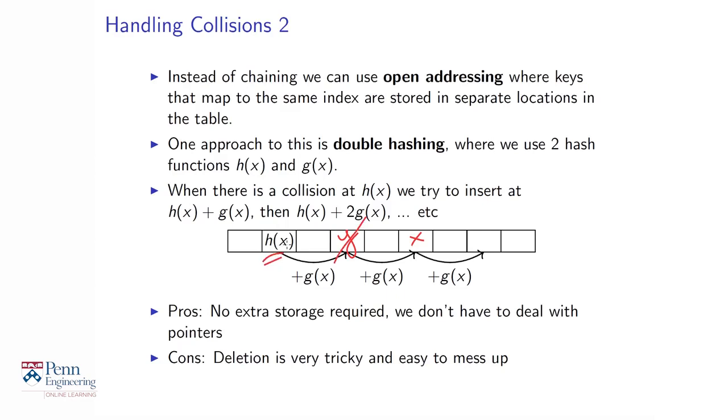We don't find it there, but we find some other element there, and we say, okay, we should look for x at h of x plus g of x. So we go there, and we find that that location is empty. Does that mean we stop looking for x, or do we continue to h of x plus 2g of x and so on? That's the challenge with deletions, because if we stop, we're making a mistake. x is sitting here. If we don't stop, how far do we go? The h of x plus g of x, 2g of x, and so on can wrap around the entire array, and we may end up searching the entire array. So that is also bad. So there are ways of handling deletions, but they're more complicated with open addressing.